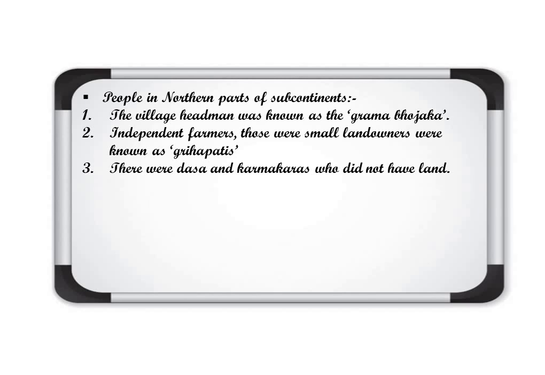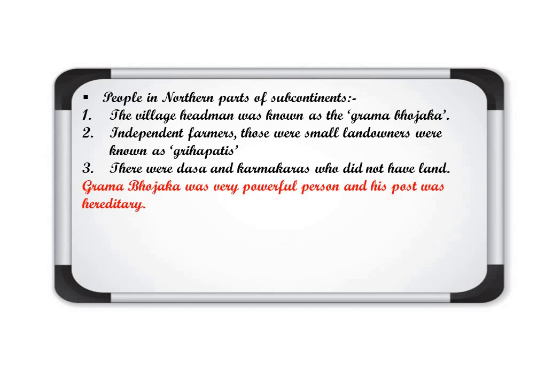Now let's discuss about Gram Bhojka in detail. Gram Bhojka was a very powerful person and his post was hereditary. Why we call it hereditary, because that post was with the same family members, one after another. Hereditary system means when the same family members are holding the same post one after another. Means if father is having, then his son will be having. So that post was hereditary, and he was the powerful person of the village.